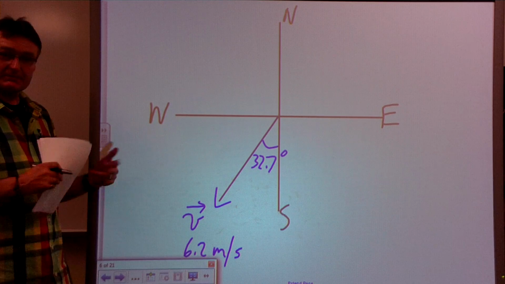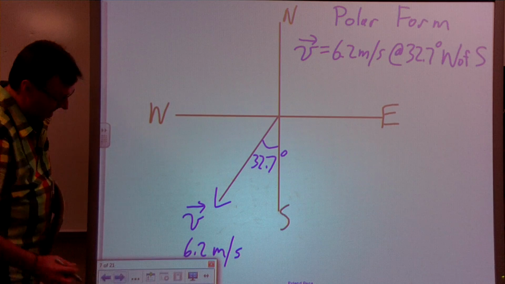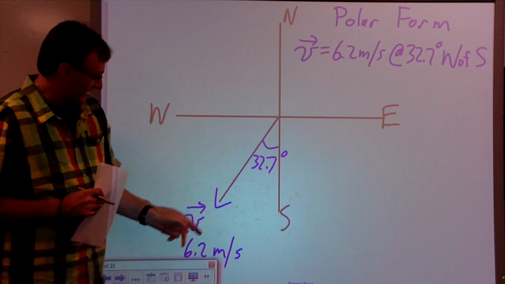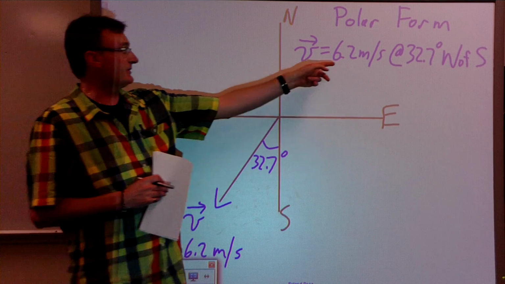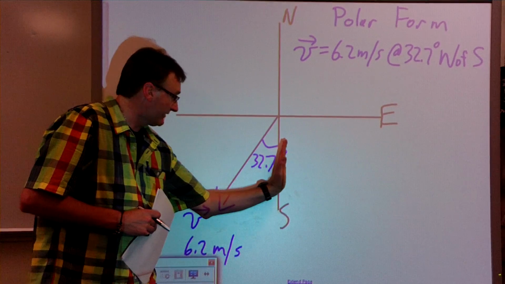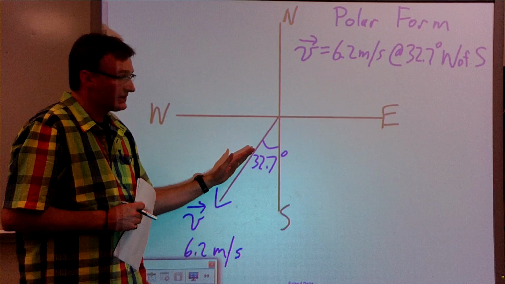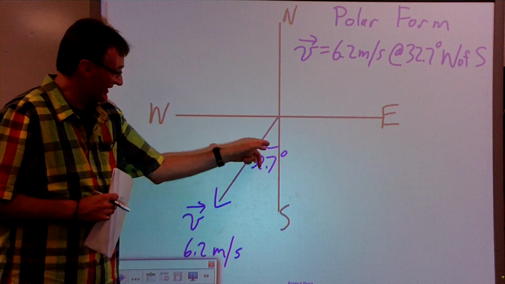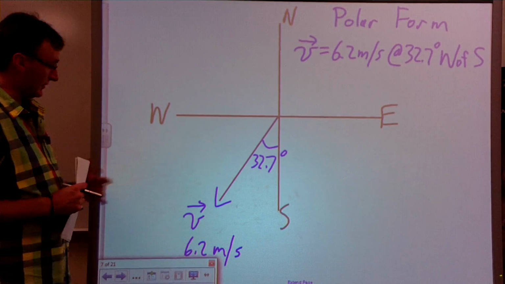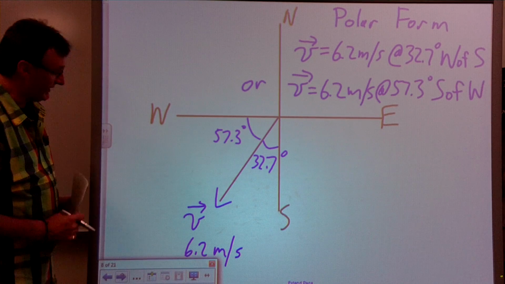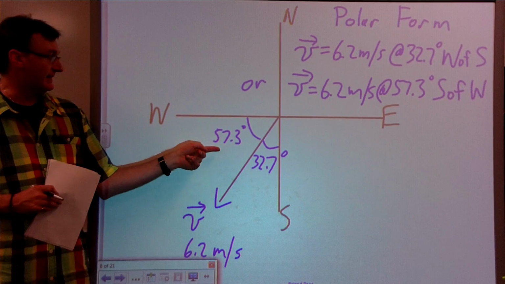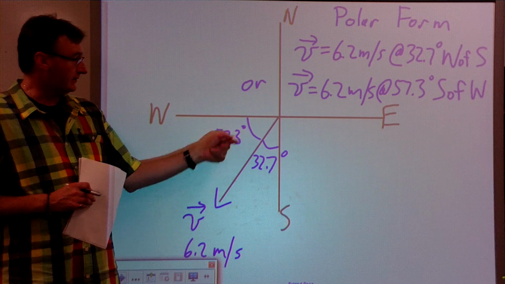And so we would express this in polar form as such. This velocity vector is 6.2 meters per second at 32.7 degrees west of south. So this angle here is west of south. Now, you could also write it this way. If this angle is 32.7 degrees, that means that this angle has to be 57.3 degrees.